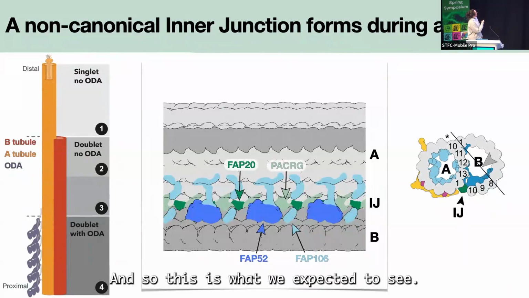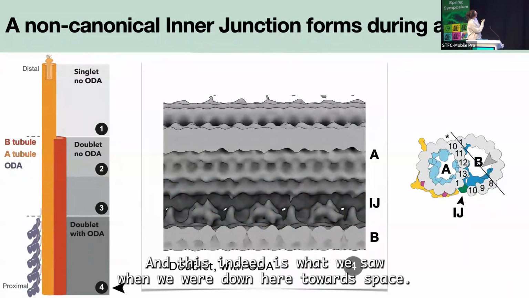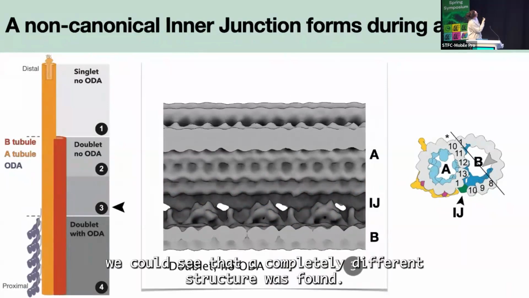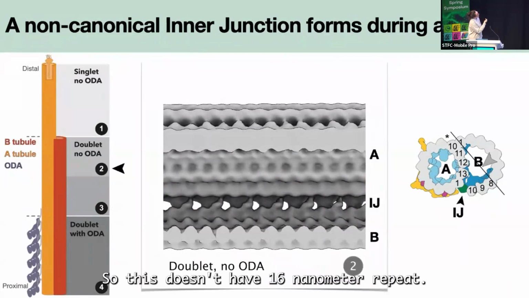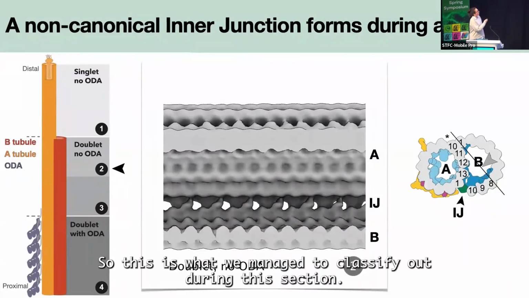And so this is what we expected to see. And this indeed is what we saw when we were down here towards the base. But actually, when we got into this region, region 2, we could see that a completely different structure was bound. So this doesn't have 16 nanometer repeat, it has 8 nanometer repeat, and it doesn't seem to resemble the known canonical components in any way. So this is what we managed to classify out during this section.